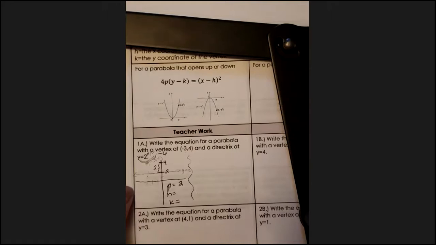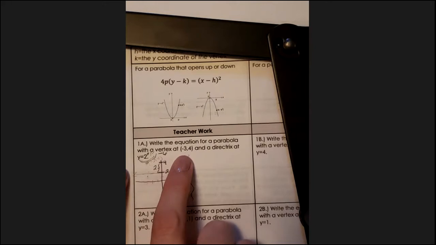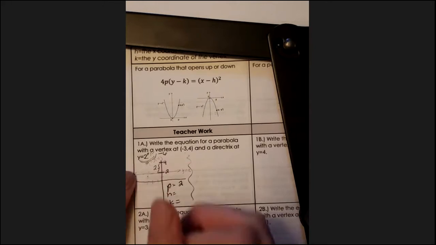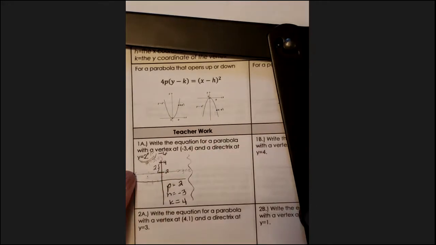All right, so now H and K are right in the vertex, and we're given the vertex in this question. So the vertex is negative 3, 4. That means H is negative 3 and K is 4. So now I just have to choose the right formula.